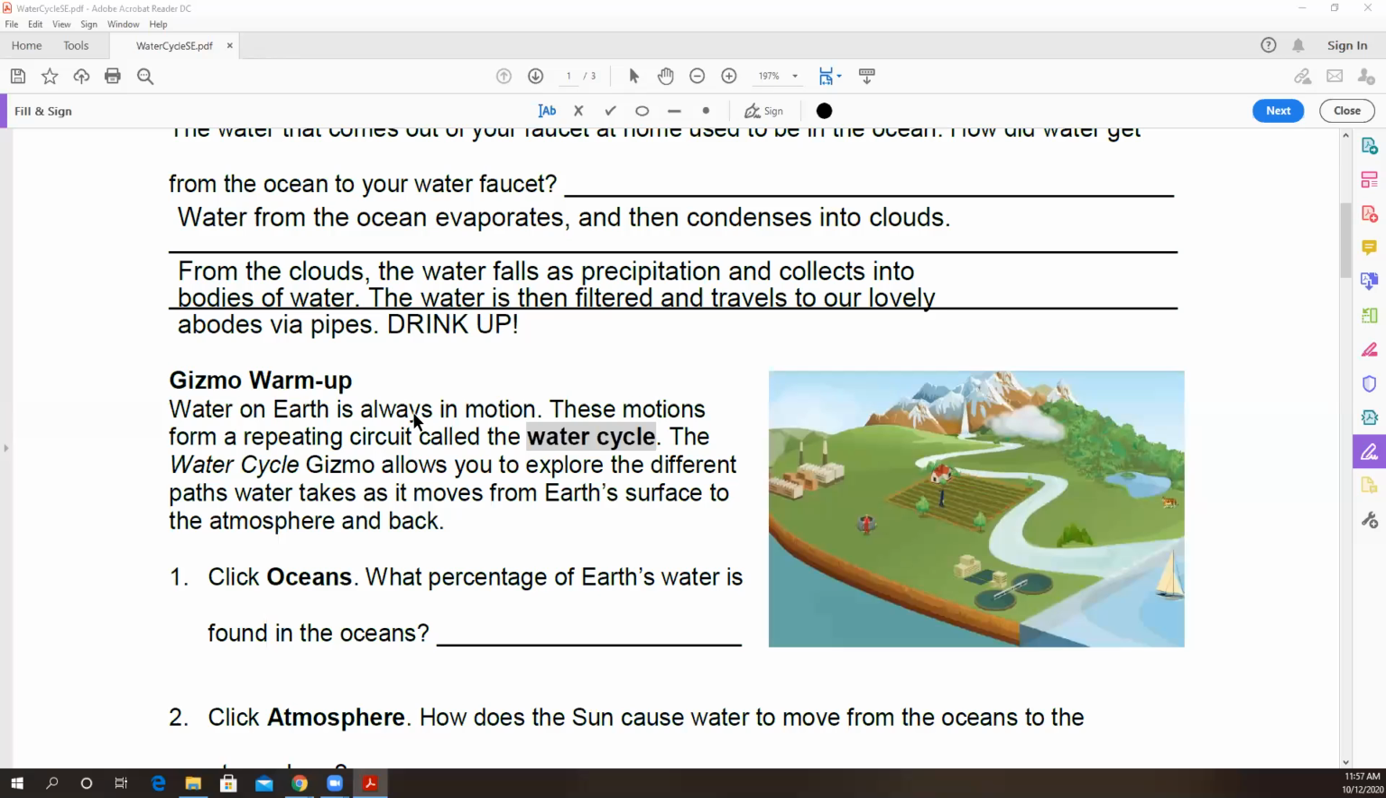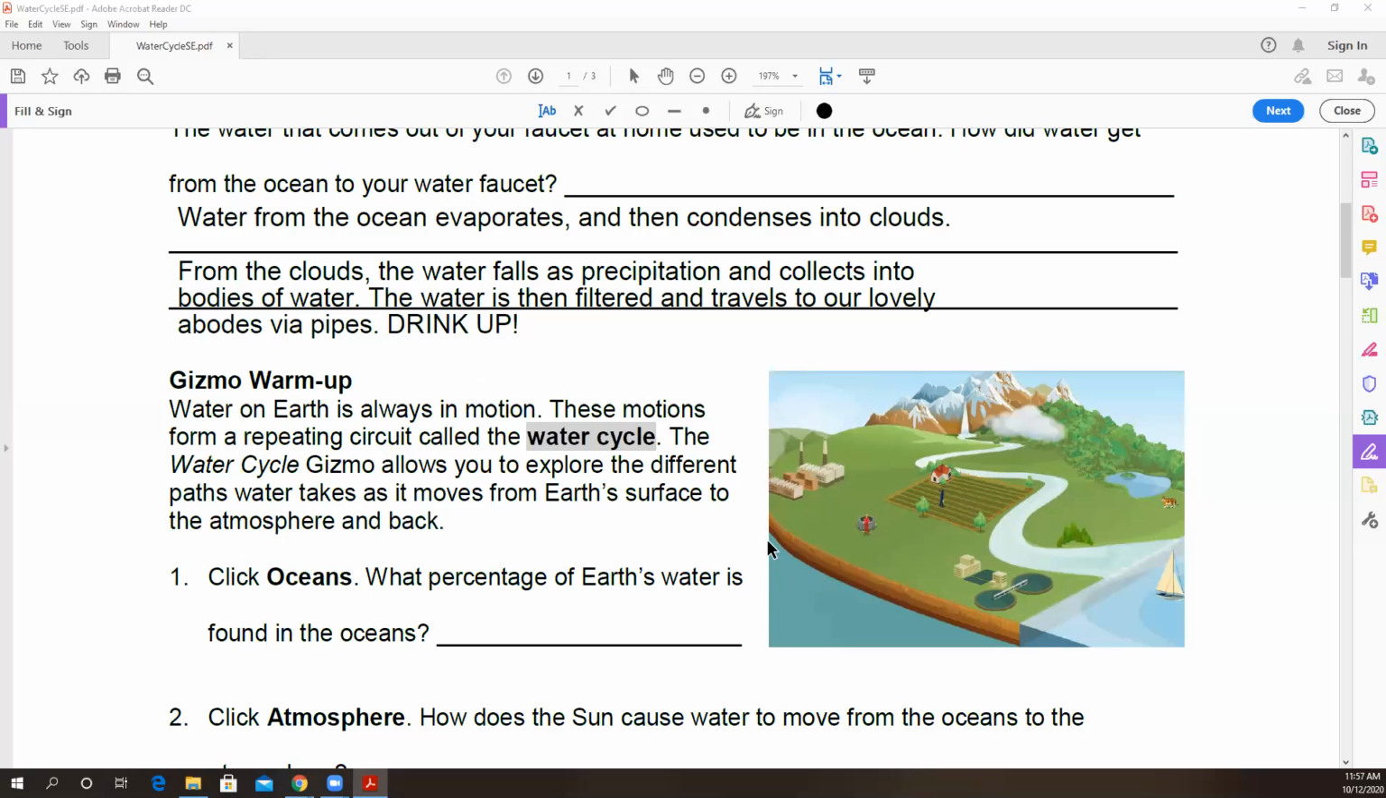All right. Water on Earth is always in motion. These motions form a repeating circuit called the water cycle. The water cycle Gizmo allows you to explore the different paths water takes as it moves from Earth's surface to the atmosphere and back. Click ocean.